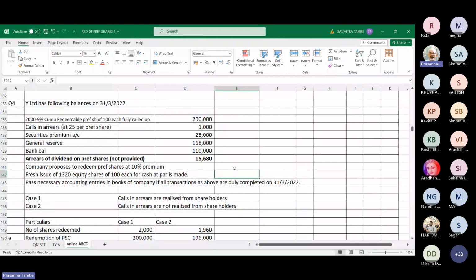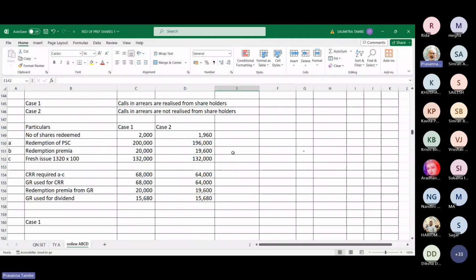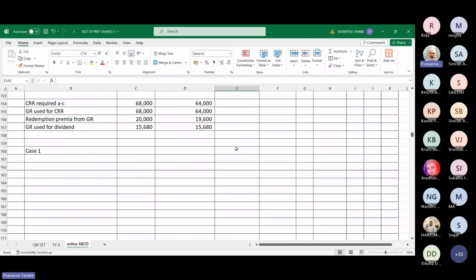Then we will go for redemption. Then we will create CRR, we'll provide for a premium, etc. as we have planned. And then we will make the payment to the shareholders. So this is going to be the broad sequence of entries. So can we start with case 1 entries? Yes, sir. Okay.